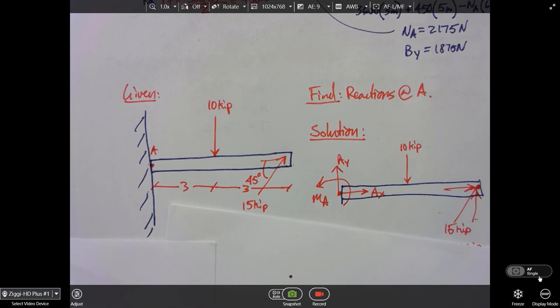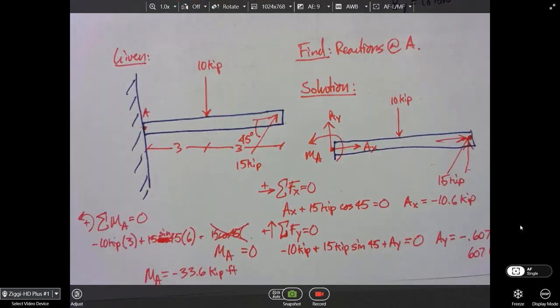So this is what my free body diagram looks like. We know at A, it has a reaction in the X, the Y, and a moment, right? And then we have the two forces. So now I'll leave it to you to write the equations of equilibrium. Brennan, what'd you get for some of the forces in the X?